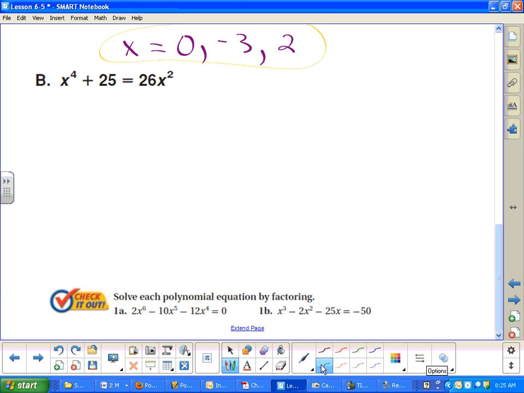Now when we're solving by factoring, the first thing that must be true is that we have to get everything on the same side of the equal sign because we want it to be equal to 0, not equal to something else. So my first step here is going to be to subtract 26x squared. And then make sure you write it in standard form after you do that.